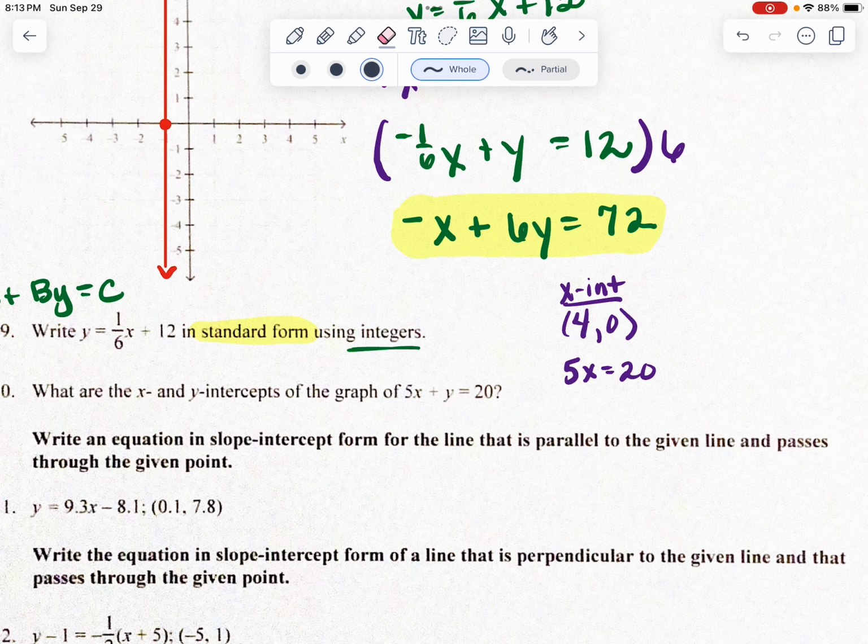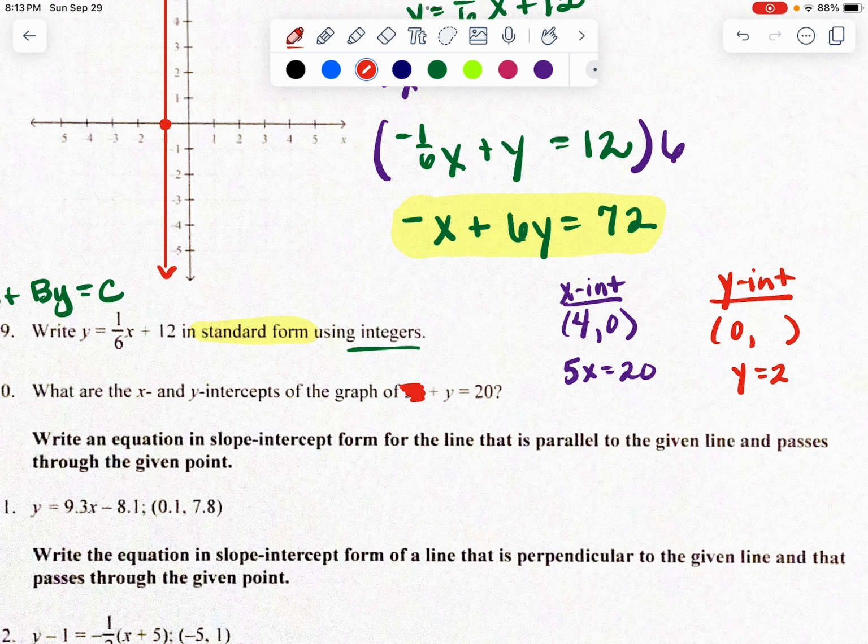To find my y-intercept, I'm going to do the same thing. But this time, I know that the x value is going to be 0, right? Every point on the y-axis has a 0 for our x coordinate. So if I put 0 in for x, that term goes away because 5 times 0 is 0. On this one, I don't have anything to solve. It's just y equals 20. So we know that our y-intercept is 20. We use that to graph. Sometimes it's nice and easy, sometimes it's not. These two turned out really pretty. And that is number 10.